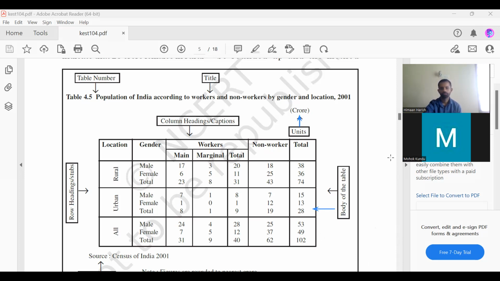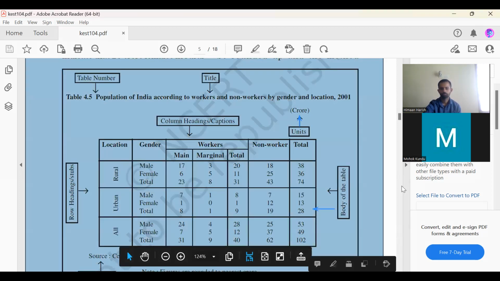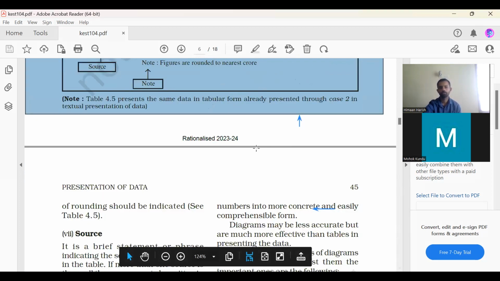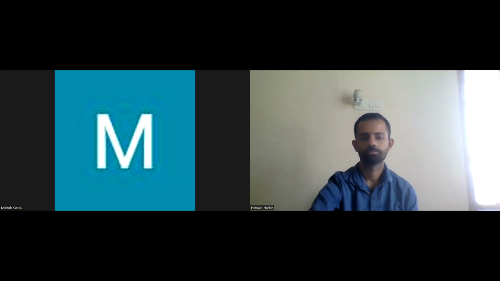That's good. So are we clear with the table? Do we need to solve it some more? No. Okay.